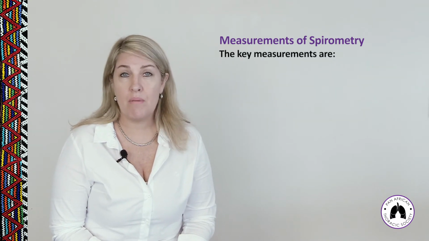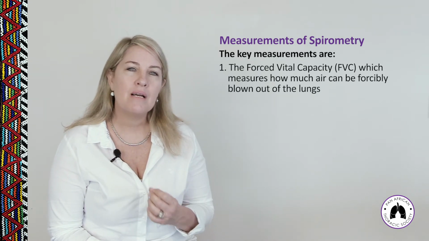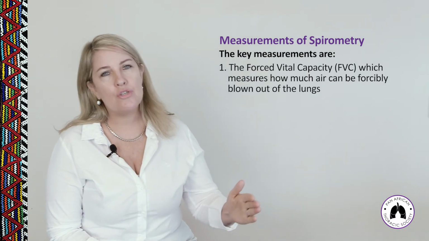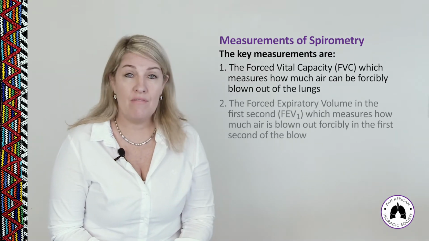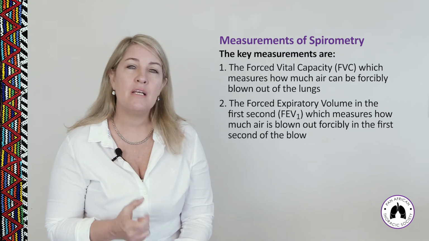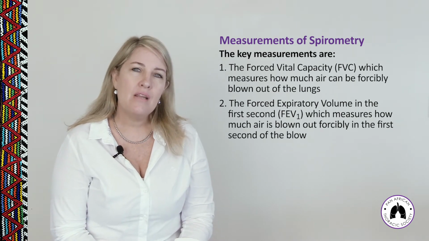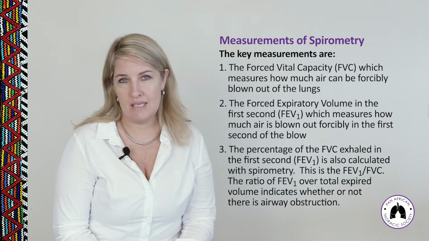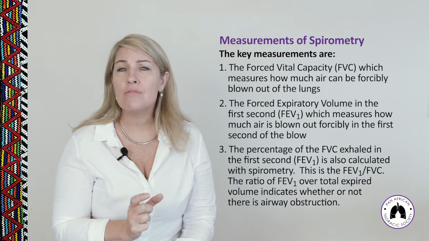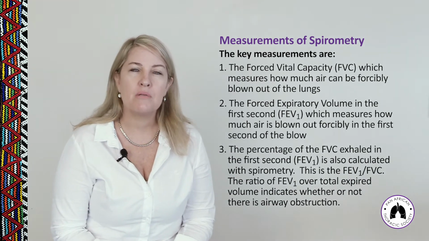The 3 key measurements of spirometry are the forced vital capacity, and the forced vital capacity measures how much air can be forcibly exhaled from a maximal inspiration to a maximal expiration. The FEV1, which is your forced expiratory volume in the first second, measures the volume of air measured in the first second of a forced vital capacity maneuver. And then we have the ratio of the FEV1 to the FVC. So that is how much air was blown out in the first second as a ratio of what was blown out in the total blow. And I'm going to tell you a little bit more about these three measurements later on in the training.